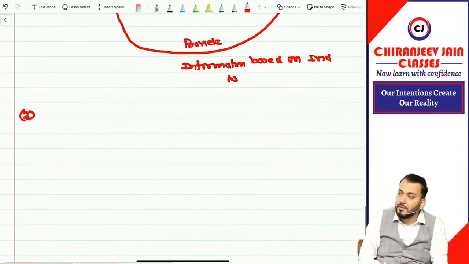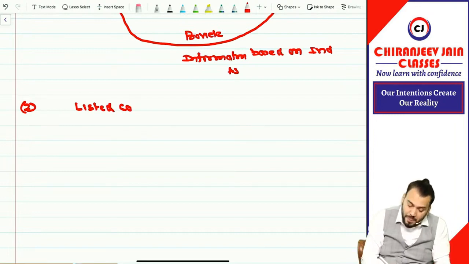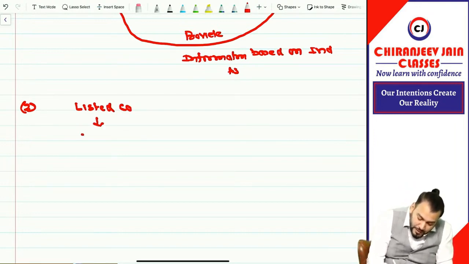Second point. Correct. Suppose there is one listed company, correct? And Ind AS is applicable.